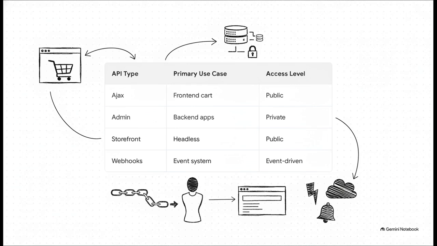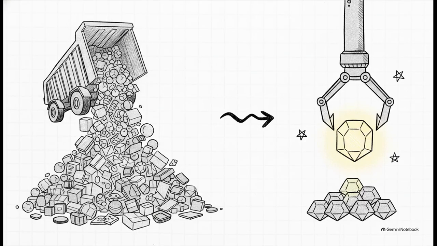Then there's the Admin API, which is your powerhouse for back-end data. It handles all the private info like inventory counts and customer orders. The Storefront API is specifically for those niche headless builds we mentioned earlier, letting you display products on custom front ends without allowing admin-level edits. And finally, webhooks. These act as an event-driven system. Basically, instead of constantly asking Shopify if a new order came in, Shopify just pings you the exact millisecond it happens.